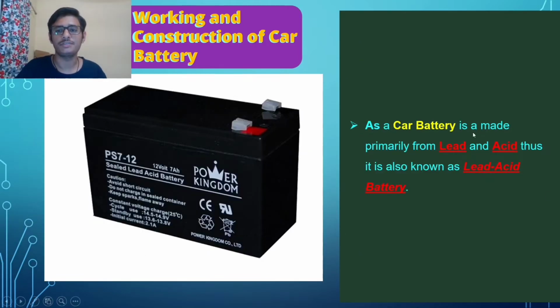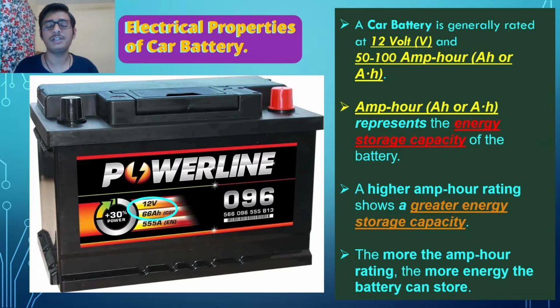As a car battery is made primarily from lead and acid, it is also known as a lead acid battery. In this image, it can be seen that this battery is labeled a lead acid battery. So now let us look at some of the electrical properties of a car battery.